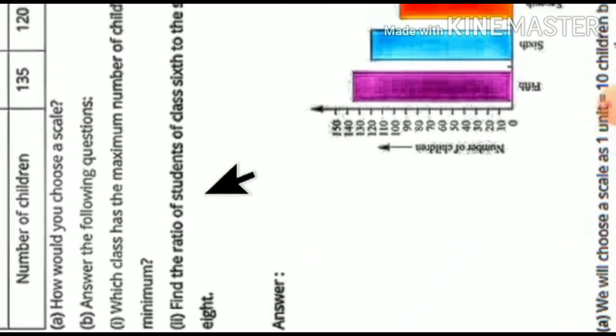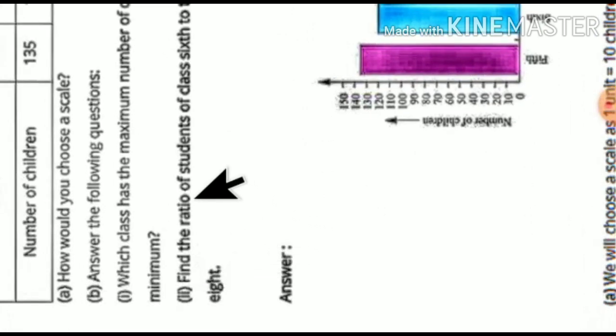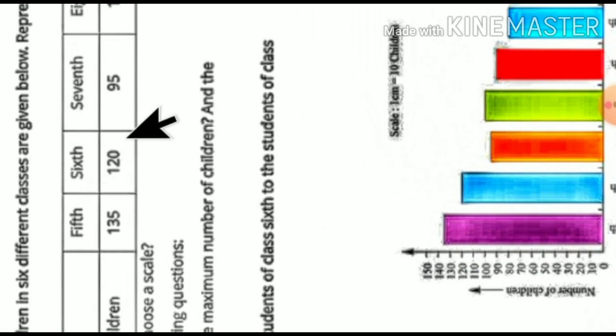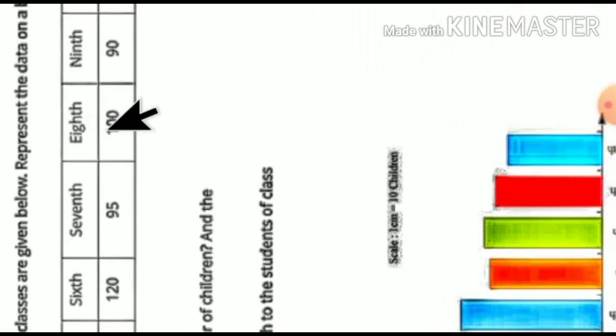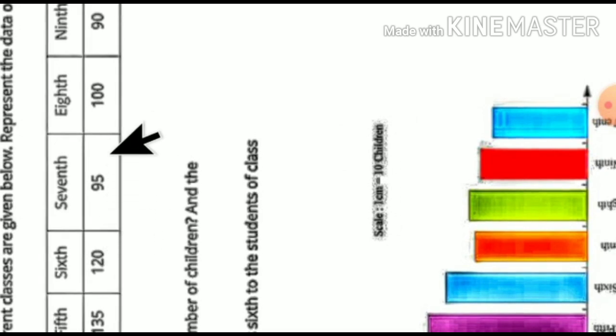Find the ratio of students of class 6th to the students of class 8th. Now let us see 6th and 8th. So 6th, it is 120 and 8th is 100. We have to find the ratio. So we will divide 120 by 100. So let us see the answer.